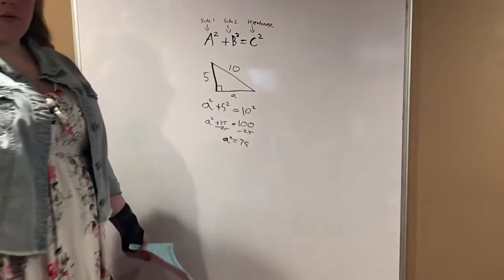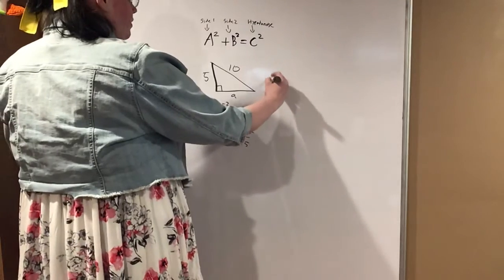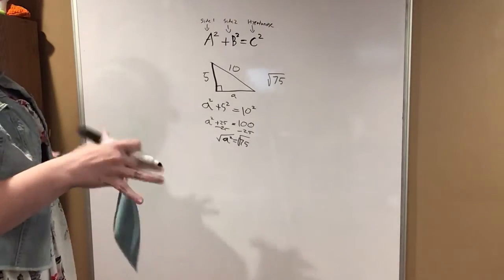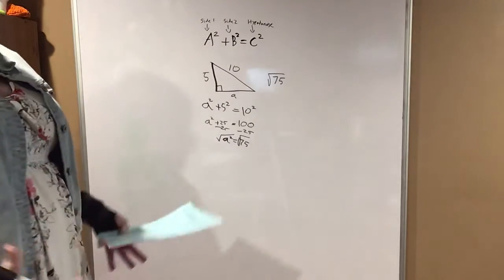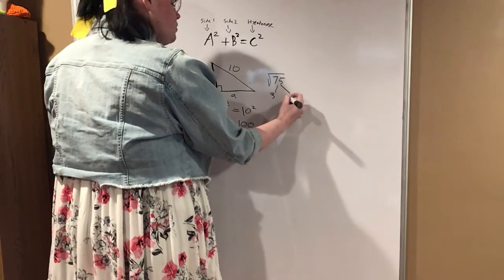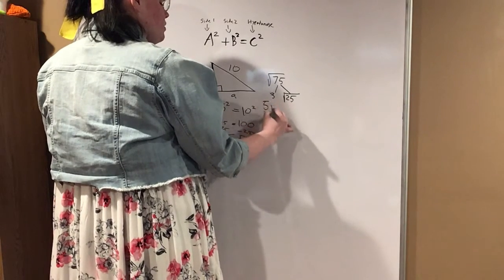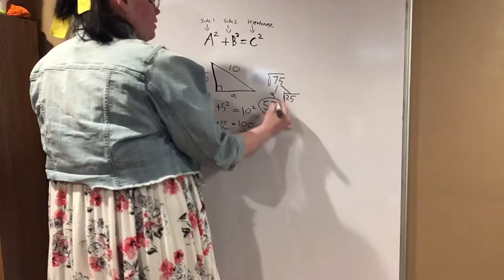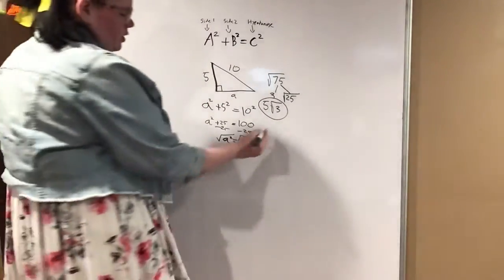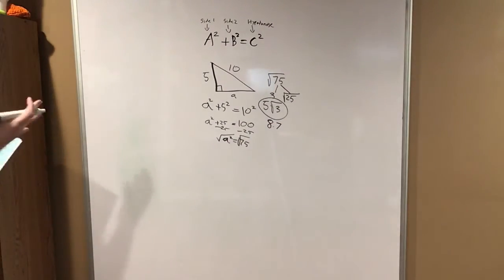And how do we get rid of a square? Square root it. So now we have the square root of 75. And we can simplify this. If you remember from last time, how many quarters does it take to make 75 cents? Well, 3. And each one is worth 25 cents. And there's our perfect square. So we're taking a 5 out and left with the square root of 3. So 5 square roots of 3 is what A is. And if they want a decimal, in this case it's 8.7. Right?